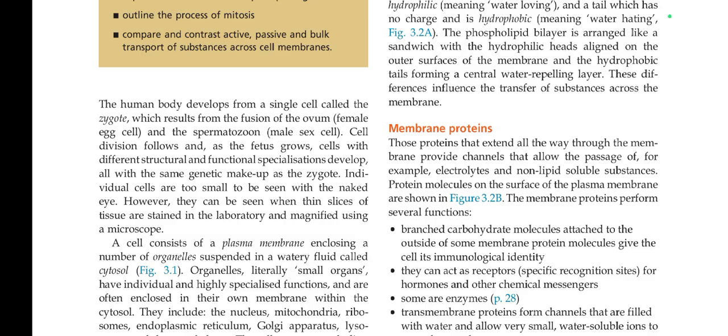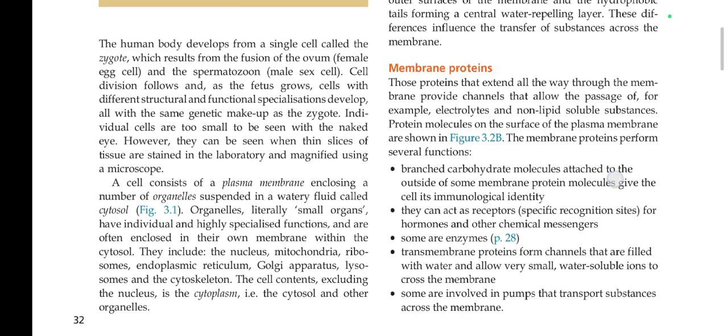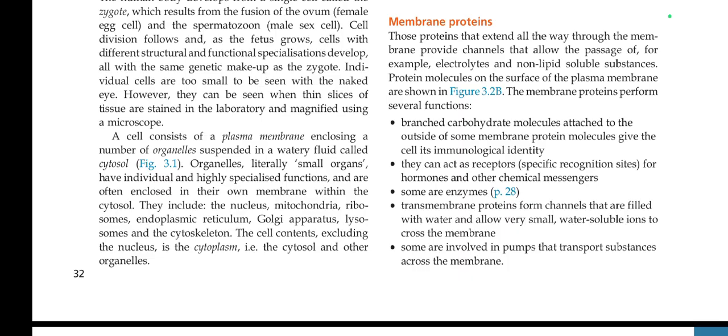The phospholipid bilayer is arranged like a sandwich with the hydrophilic heads aligned on the outer surface of the membrane and the hydrophobic tails forming a central water-repelling layer. These differences influence the transfer of substances across the membrane. Membrane proteins. These proteins extend all the way through the membrane and provide channels that allow the passage of substances through, for example electrolytes and non-lipid soluble substances.